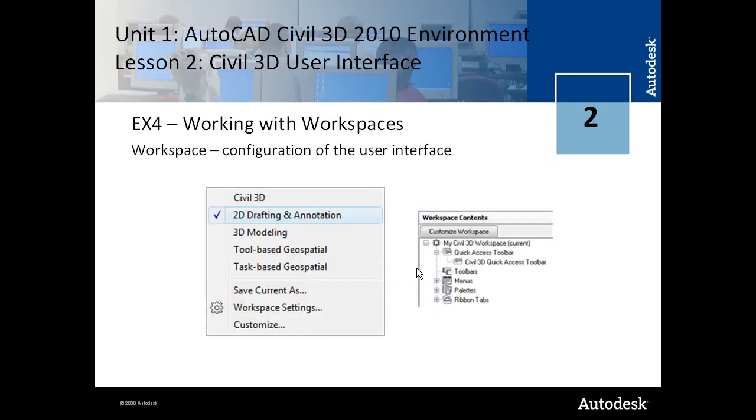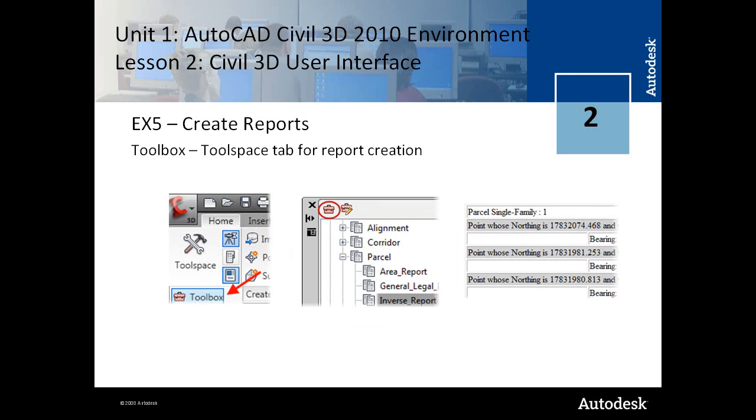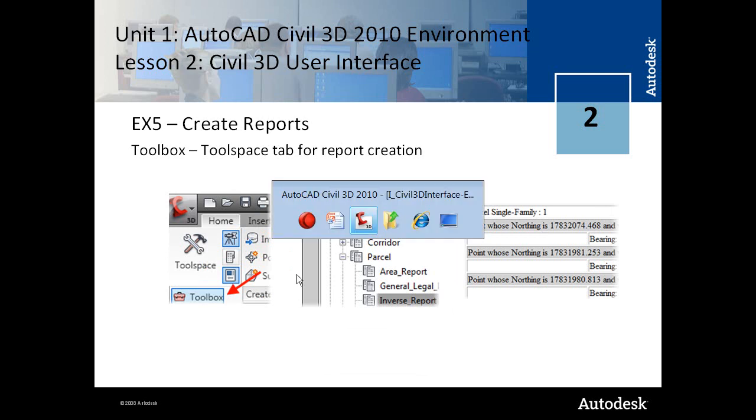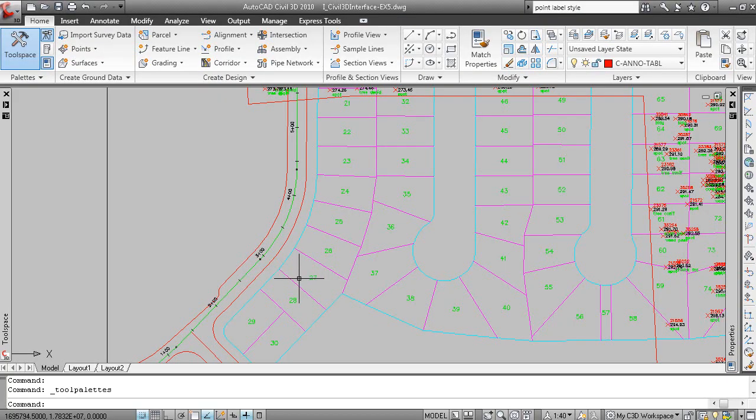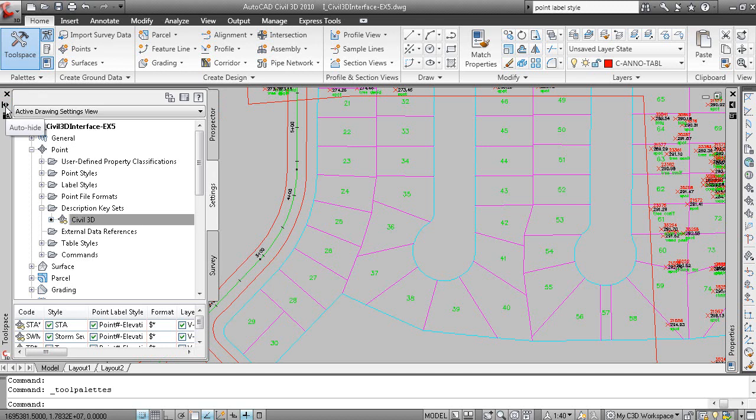Workspaces to configure the user interface. This was discussed in a bit more detail in Lesson 1. And then finally, the fifth lesson in Lesson 2 addresses report creation. You do that in the toolbox. So let's click back to Civil 3D. And the toolbox is a tab on the tool space window, and you can expand the palettes panel of the Home tab of the ribbon, and you can see toolbox.